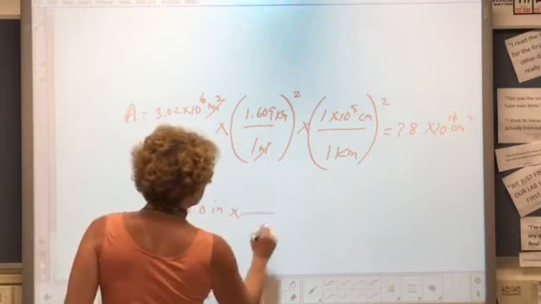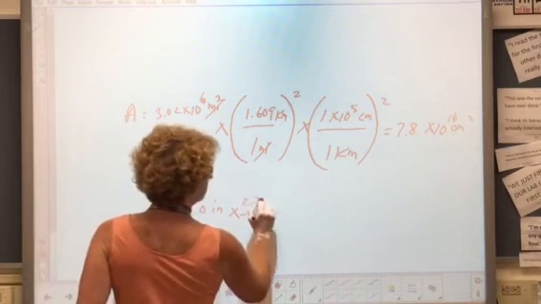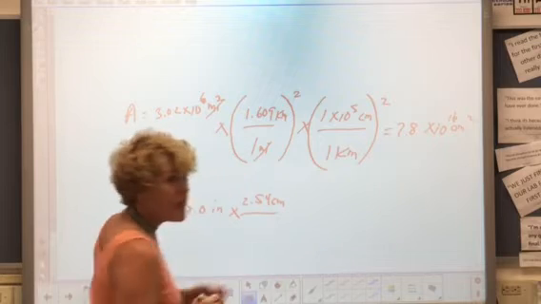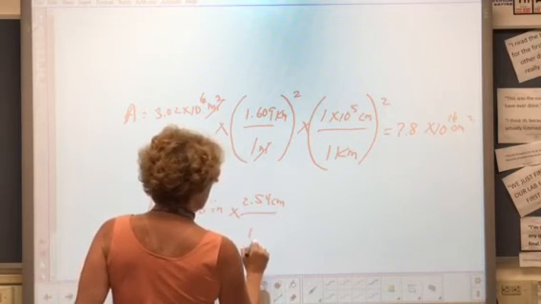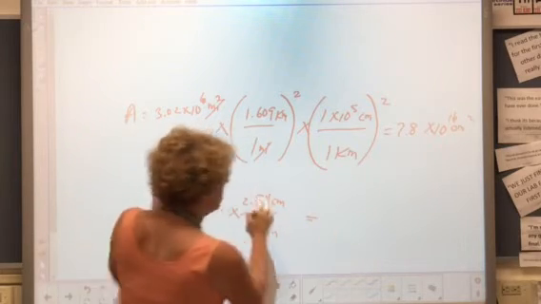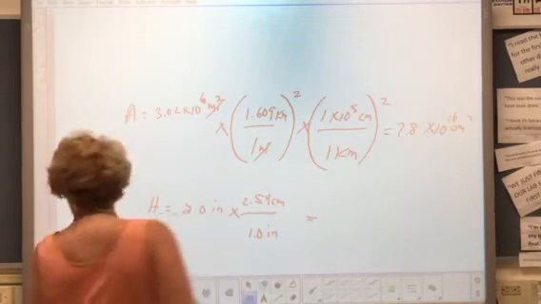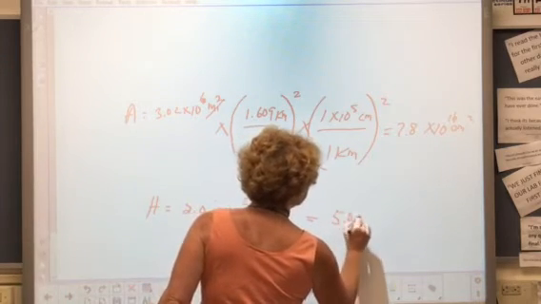And then we're going to change that. 2.54 centimeters equals 1 inch, excuse me. This is a conversion factor again, which you will be given. Notice there's no squaring here, very straightforward. And this comes out to be 5.08 centimeters.